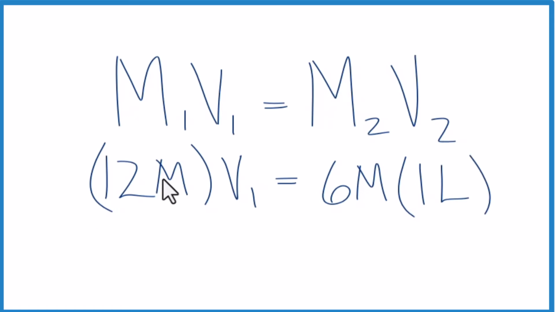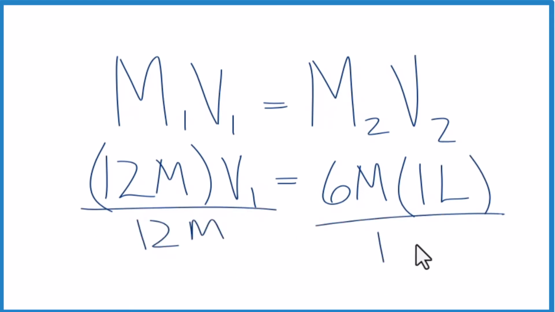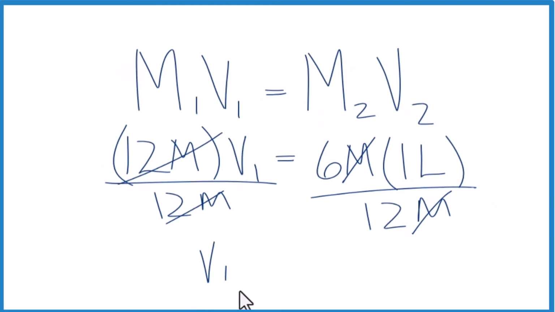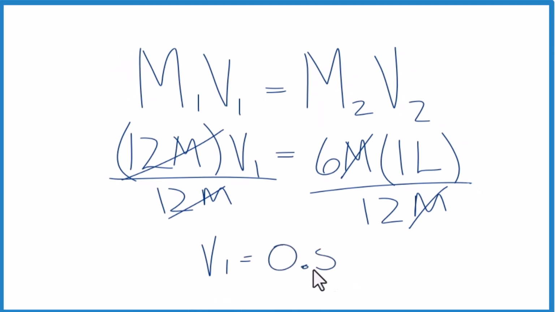So here we go. We can divide 12 molar both sides. That'll get V1 by itself. And then we can cancel out molar here because we have it on the top and the bottom. So we're going to take 6 times 1 divided by 12, and the units will be liters. So V1 would equal 0.5 liters. If you wanted to have milliliters, multiply by 1,000, you get 500 milliliters. That's what we found before.